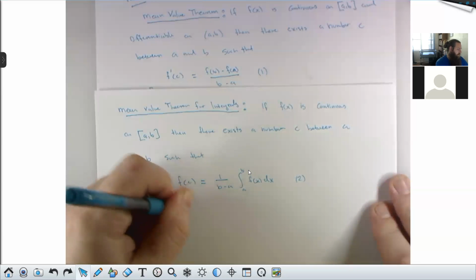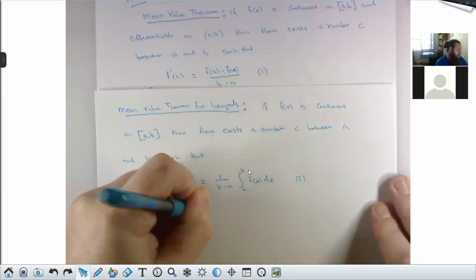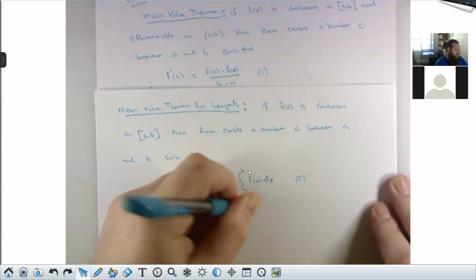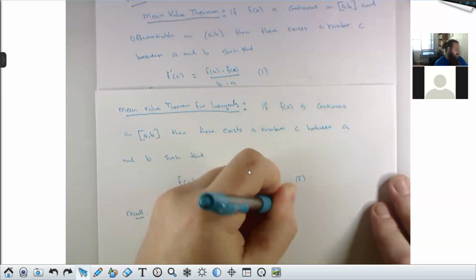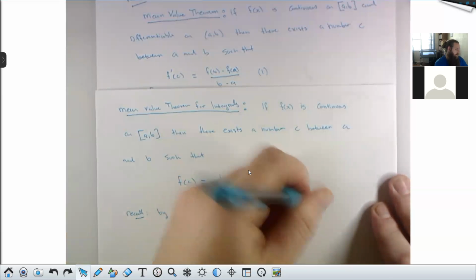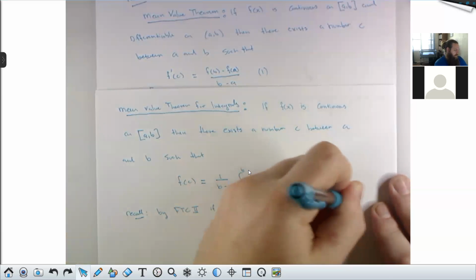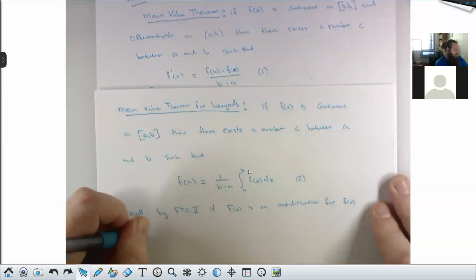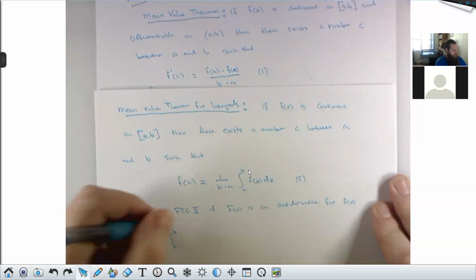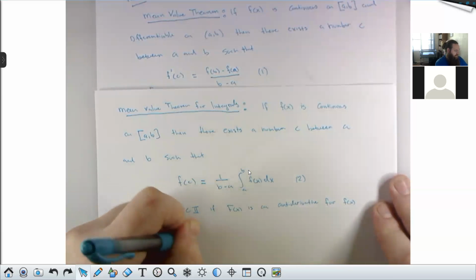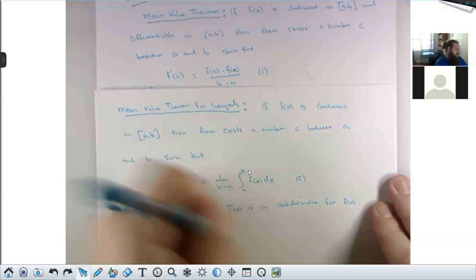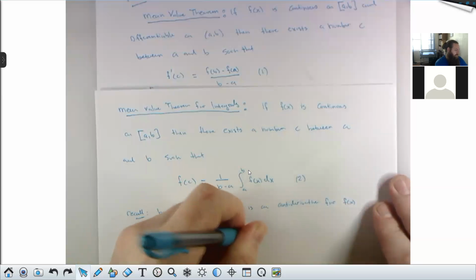By FTC2, if big F is an antiderivative for little f, then the integral from a to b of little f of x dx would be capital F of b minus capital F of a.